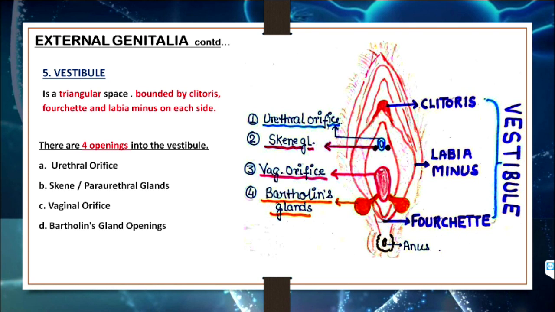So generally these glands secrete an alkaline mucus during sexual excitement, and this results in lubrication around the vagina. Now, about the Bartholin gland, one question has been asked a number of times in the exam in objective types: Bartholin glands correspond to the bulbourethral glands of the male.